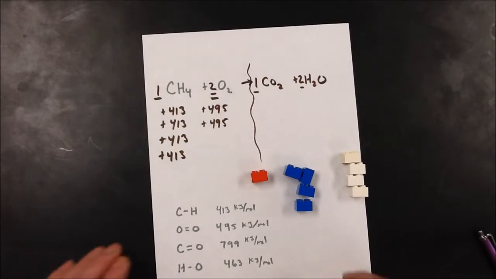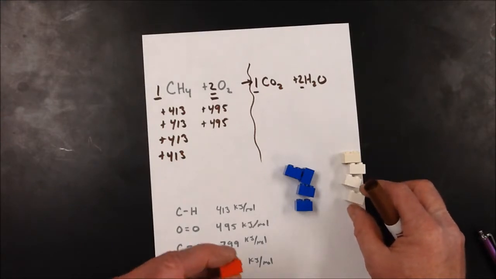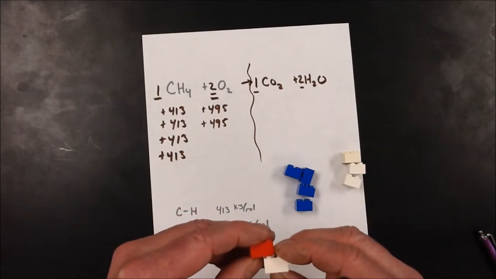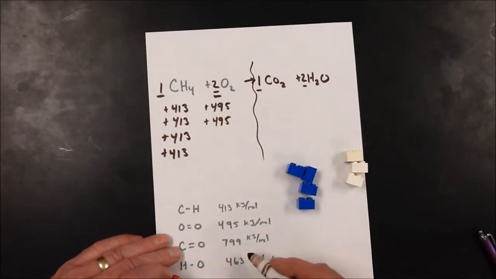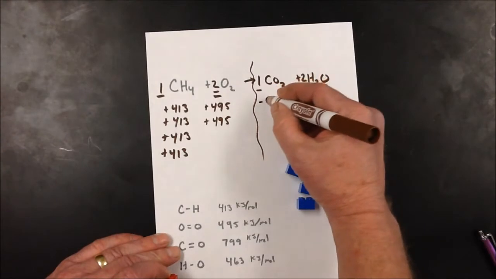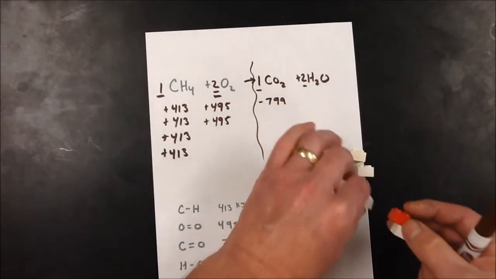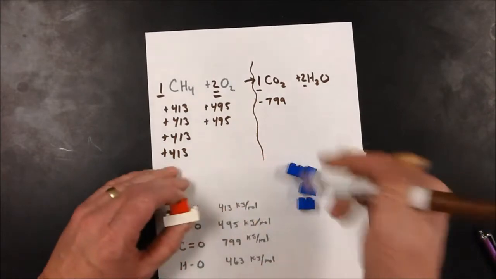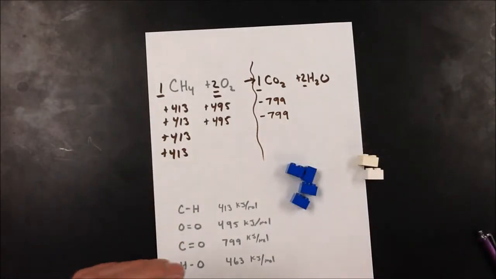So I'm going to start with the carbon, and I'm going to place 2 oxygen on that carbon. So I'm going to place 1. All right, now I find my carbon-oxygen double bond. That's going to be negative 799. And then I'm going to place another one, and that's another negative 799. And again, that's 799 twice because there are 2 carbon-oxygen double bonds in one of those molecules.